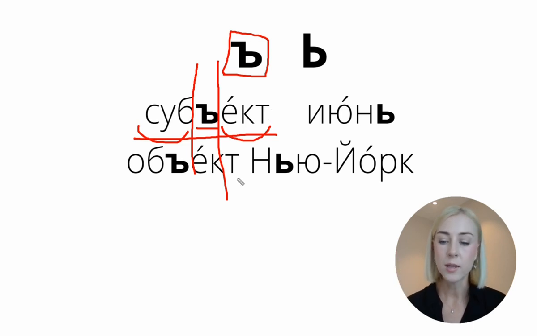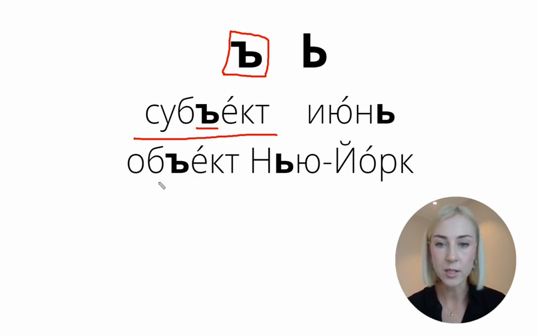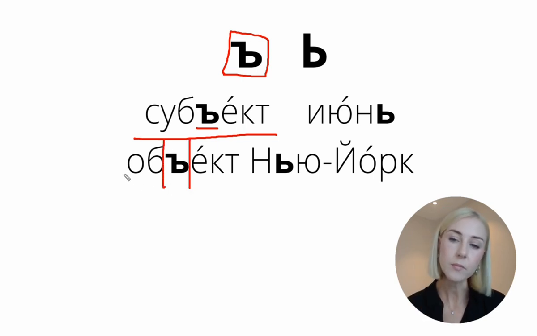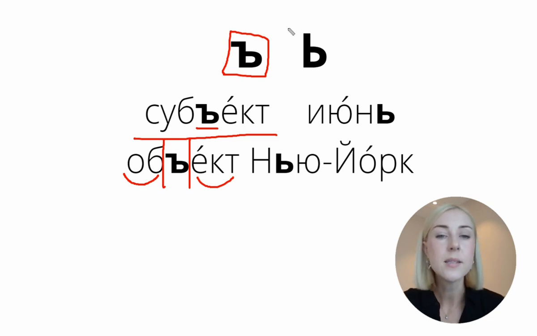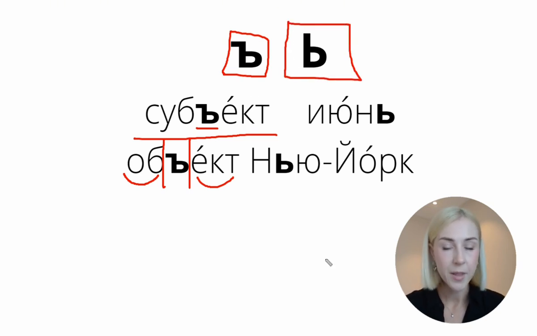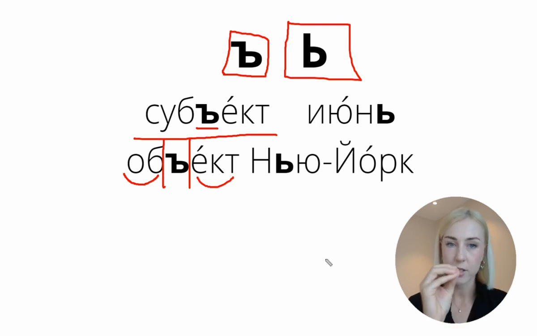Okay, let's take a look at another word that contains this hard sign. Again, it's like a wall, it's like a stop. Object. Well done. And this is the soft sign. Soft sign softens the preceding consonant. Again, soft sign softens the preceding consonant.